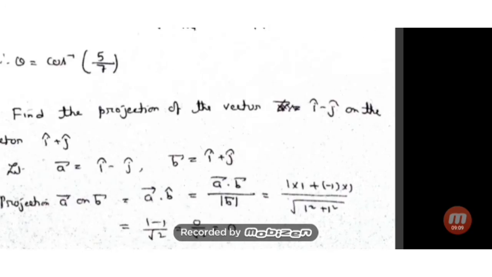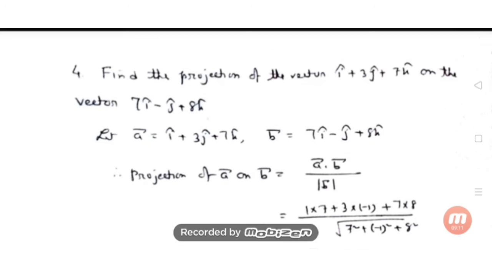Now let us go to the next question, number 4. So 4 is also a similar type of question. Find the projection of the vector this one on the vector this one. Let us name the vectors as a bar and b bar. So a bar is equal to i cap plus 3j cap plus 7k cap, and b bar is equal to 7i cap minus j cap plus 8k cap. Now again, as earlier, your aim is to get the projection of this vector, that means a bar, on this vector, that is b bar.